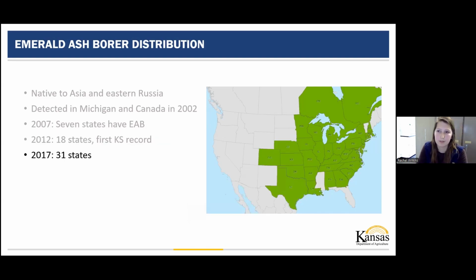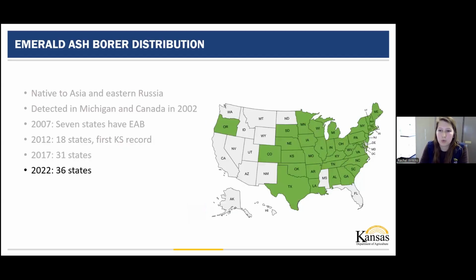Moving along another 5 years, and already 31 states have confirmed emerald ash borer, which is pretty impressive. Another 5 years, it's 2022, and now we have 36 states that have confirmed emerald ash borer already. So one of the newer states, Oregon, detected emerald ash borer, and I know they're having a problem with it because they have their native Oregon ash there that they are trying to protect from this insect.